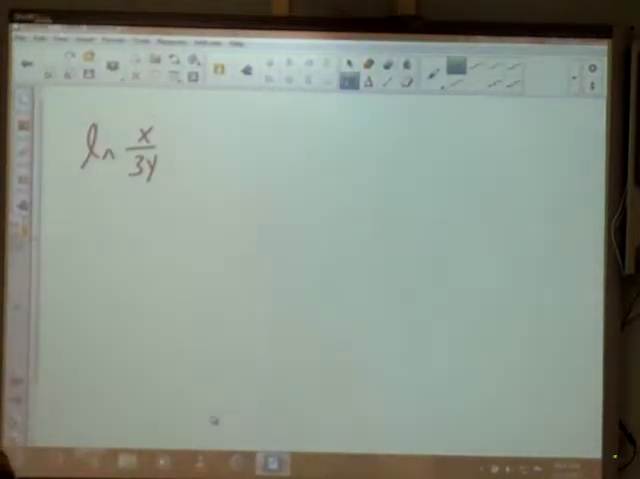Okay, so we're going to do it the same way that we've done the other ones. There are two of the properties used here. Good, David. Quotient's one. What's the other one? Product is on the bottom down there. Very good. So quotient's friends with subtraction, because it is division, you're right. So you want to have the natural log of x minus the natural log of 3y. Okay?